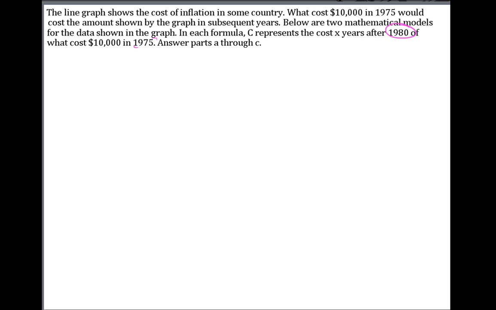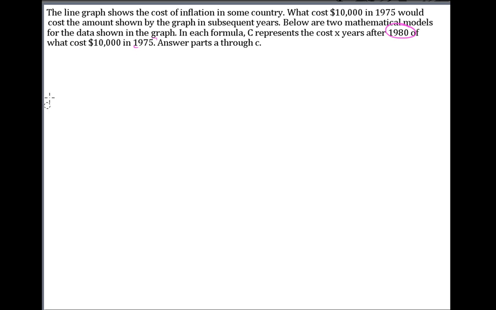So we're thinking of years after 1975, and we're taking $10,000 and we're going to figure out what it would cost to purchase that item now. The wording gets a little strenuous. We're also going to be looking at two mathematical models for the data shown in the graph. And in each formula and in everything we're looking at, C is going to represent this cost. And C is expressed in the cost x number of years after 1980. I've got 1980 circled because that's in contrast to the $10,000 in 1975.